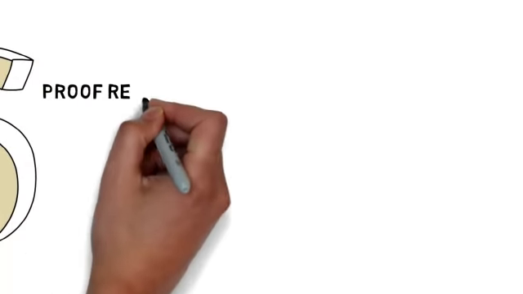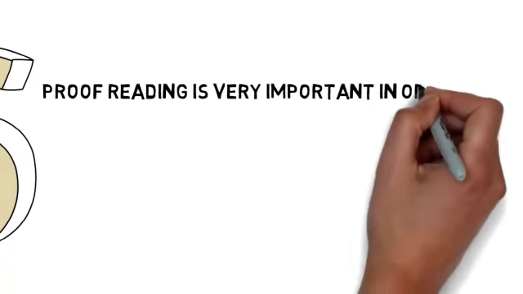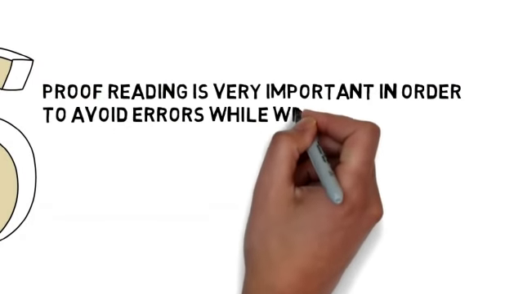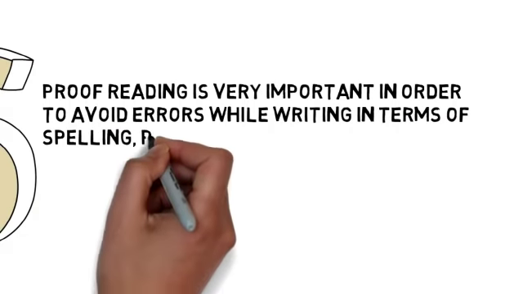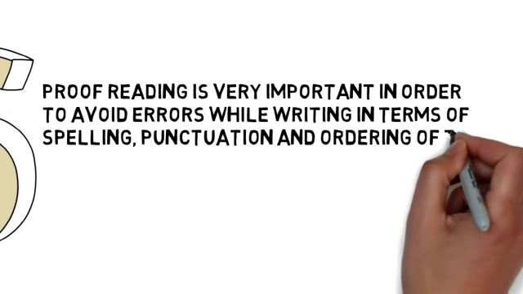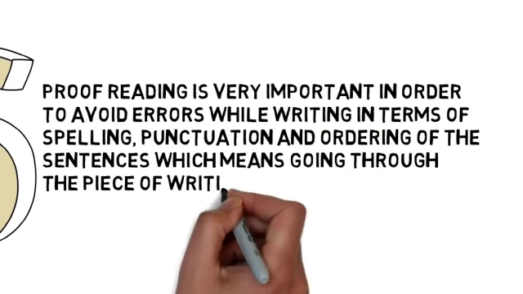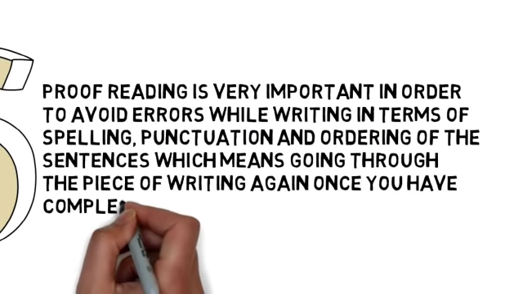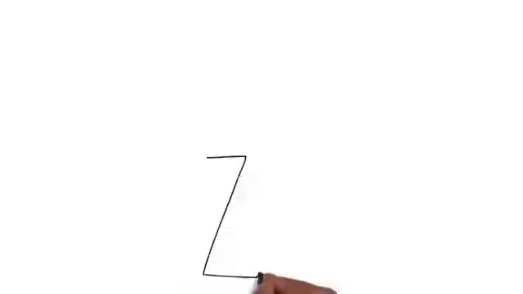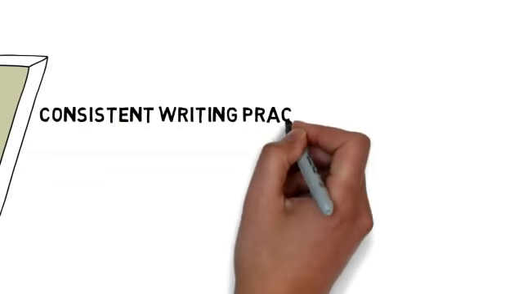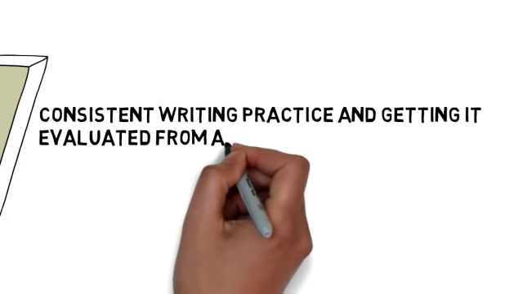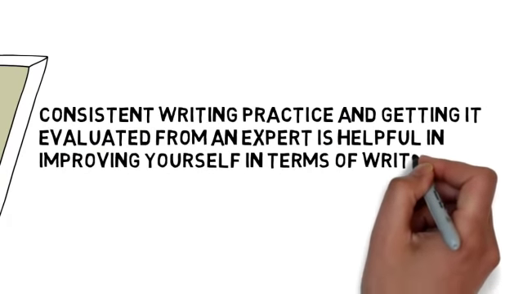6. Proofreading is very important in order to avoid errors while writing in terms of spelling, punctuation, and ordering of the sentences, which means going through the piece of writing again once you have completed it. 7. Consistent writing practice and getting it evaluated by an expert is helpful in improving your writing skills.